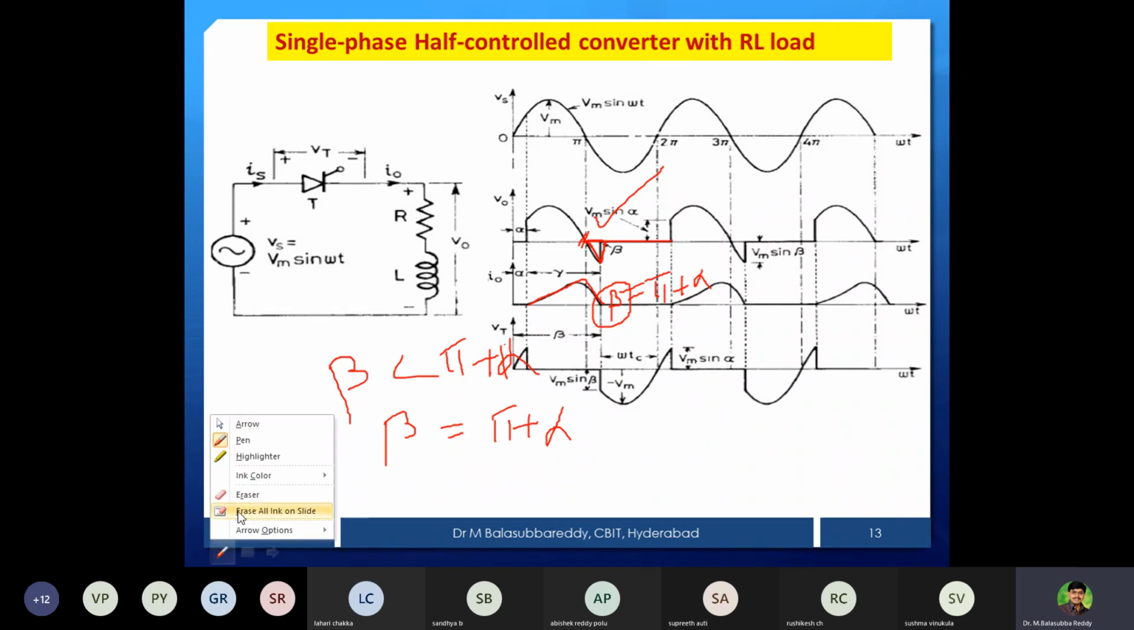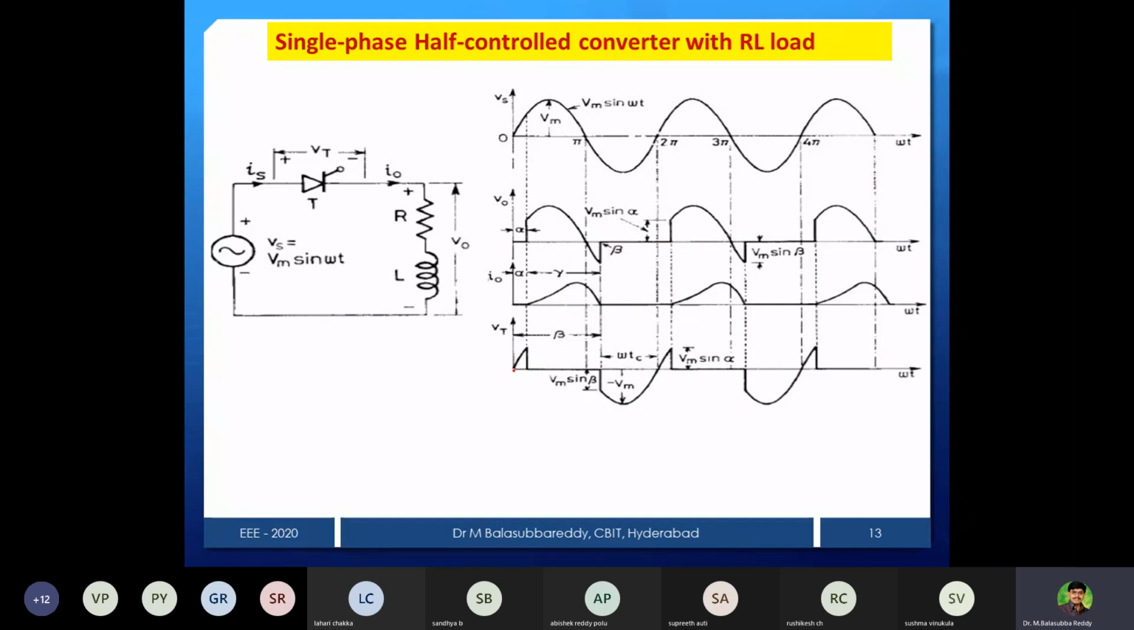What we noticed is that from 0 to alpha, the device is in off state. That's why the voltage across the device is the same as the source, and the load current is 0 because it is open. Output voltage is also 0 because it is open. And once it is conducting from alpha onwards, how long will it conduct? Up to beta, from alpha to beta. Now current will also be present from alpha to beta.